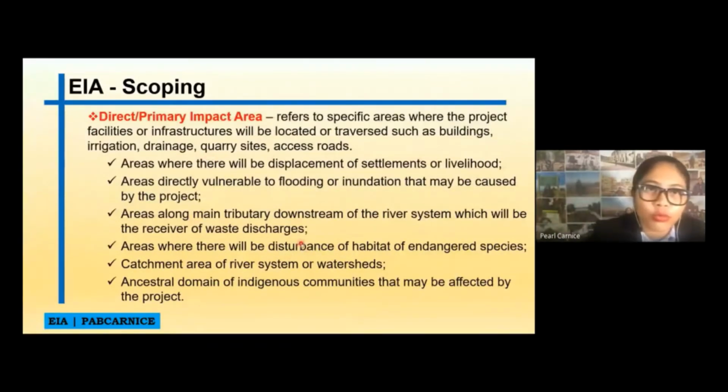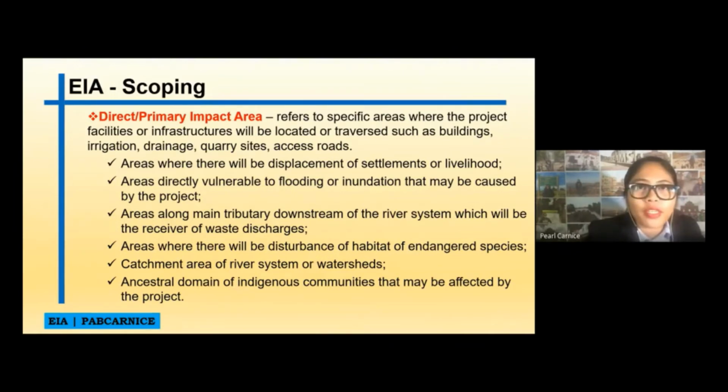When we say direct or primary impact area, it actually refers to specific areas where the project or facilities or infrastructure will be located or traverse, such as buildings, irrigation, drainage, quarry sites, and access roads. These are areas where there will be displacement of settlements or livelihood, areas directly vulnerable to flooding or inundation that may be caused by the project, and areas along the main tributary downstream or river system, which will be the receiver of waste discharges. These also include areas where there will be disturbance of habitat of endangered species, catchment area of river system or watersheds, or ancestral domain of indigenous communities that may be affected by the project.